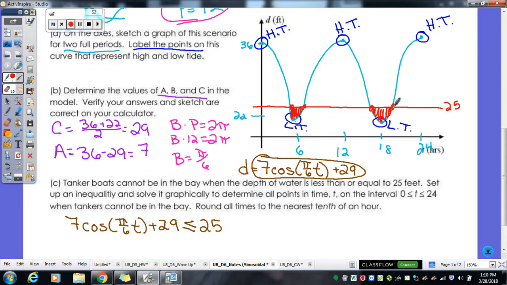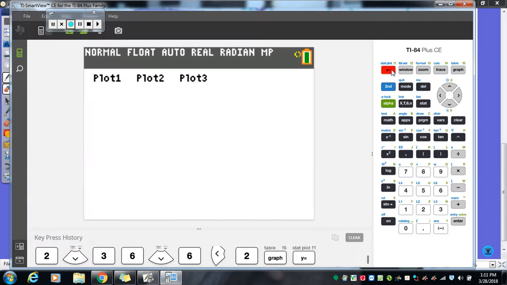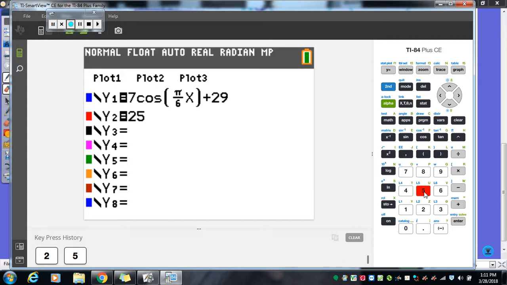So thankfully, there is this amazing invention called a calculator that's going to help us figure this out. We already have this typed into Y1. So in your Y2, we're going to put in 25. Just the number 25.